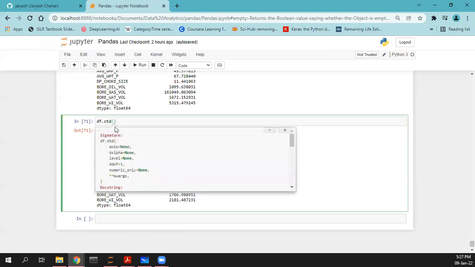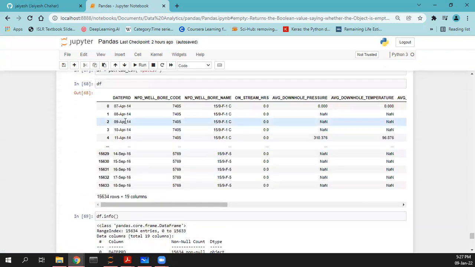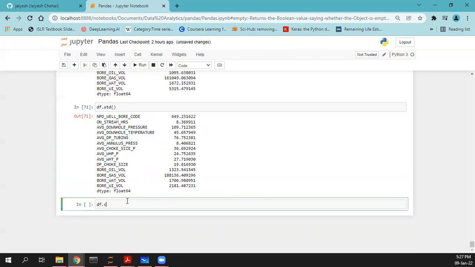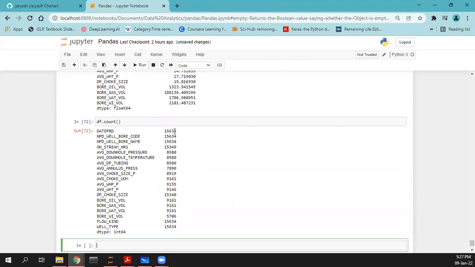Once again, here also we can change the axis. By default, axis is 0. We are getting the standard deviation across the columns. But if we set axis equal to 1, then we can get the standard deviation across the rows. Now next is df.count. That will give me the total count of non-null values. So from here we can get a rough estimate of how many non-null values are present. This we can also get in df.info.